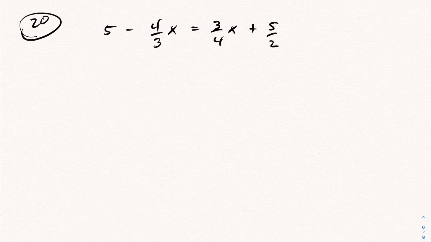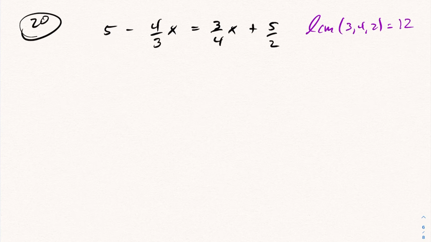Okay, so take a look at number 20. Again, pause the video, try the question out yourself. For number 20 here, we have to get rid of the 3, the 4, and the 2. So I have to think of a number that's going to cancel off the 3, the 4, and the 2. Well, the smallest number that I can think of is going to be a 12. So I'm going to multiply across by 12.